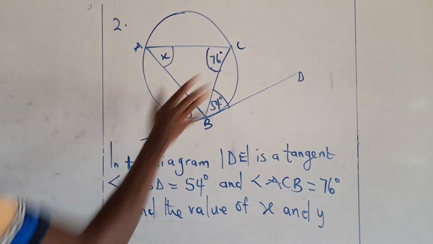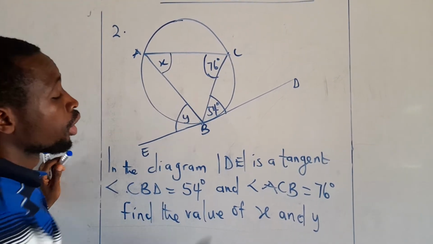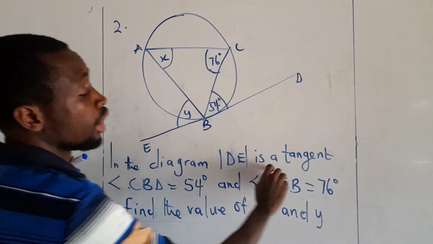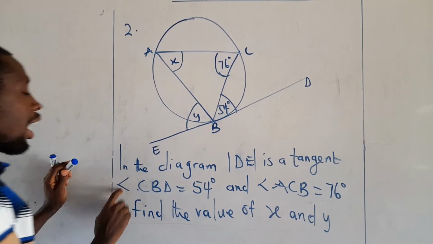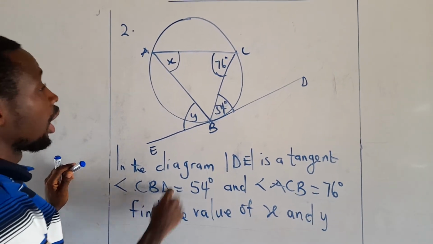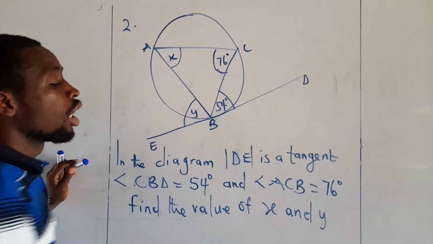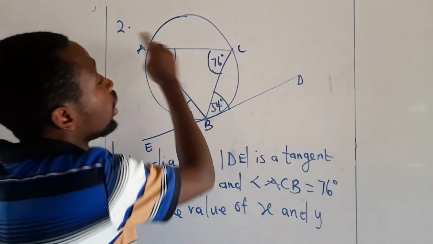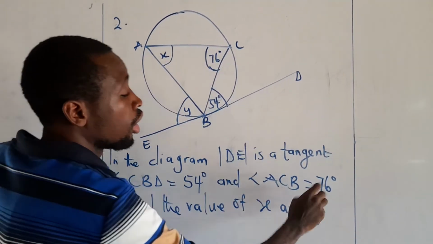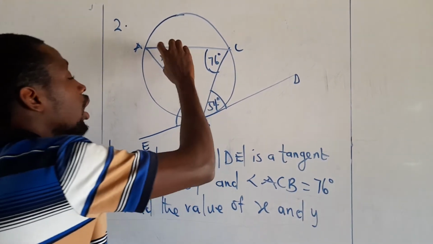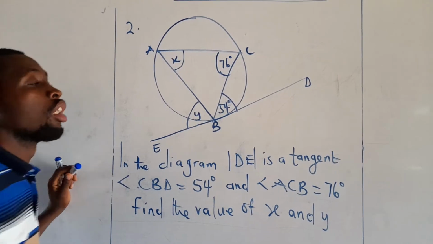They say in the diagram, this diagram, line DE is a tangent. Angle CBD, this angle, is 54 degrees. And angle ACB, this angle, is 76 degrees. They say find the value of x and y. That's x and y.